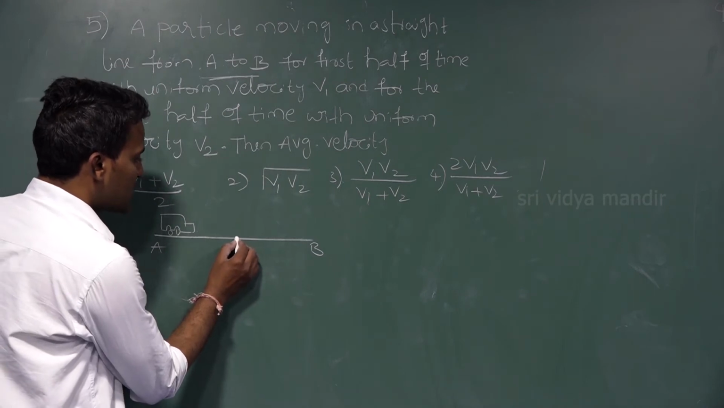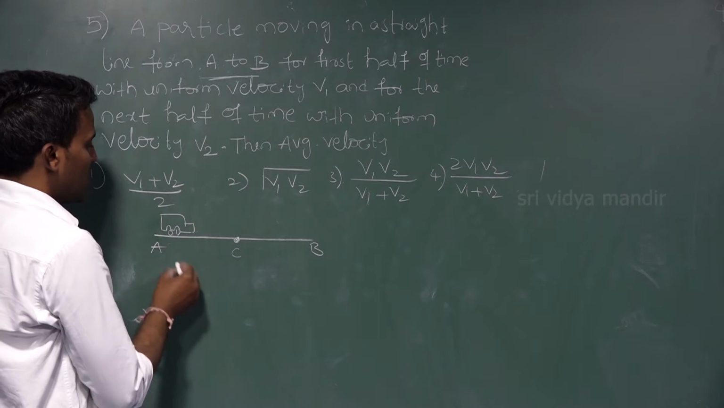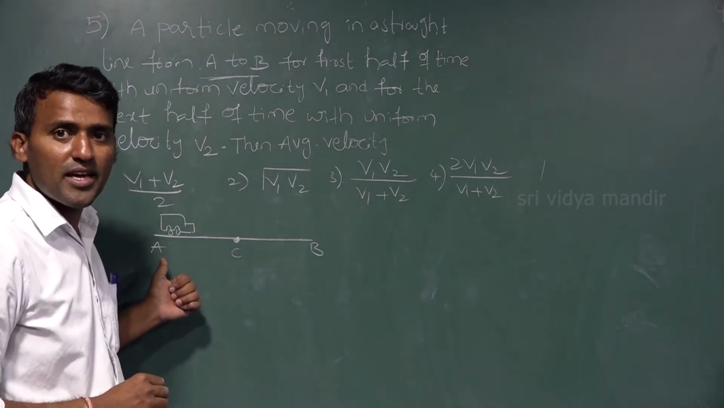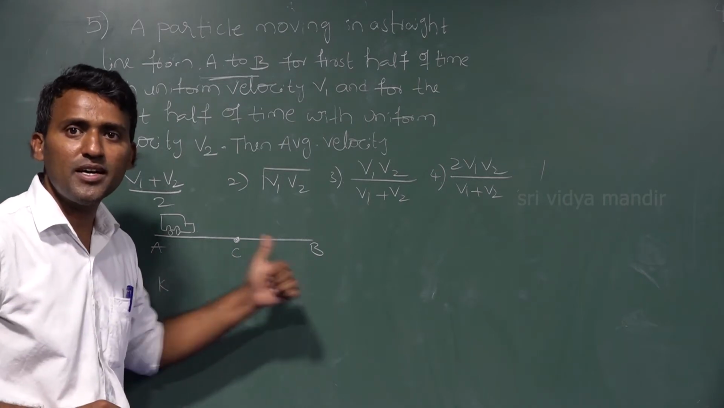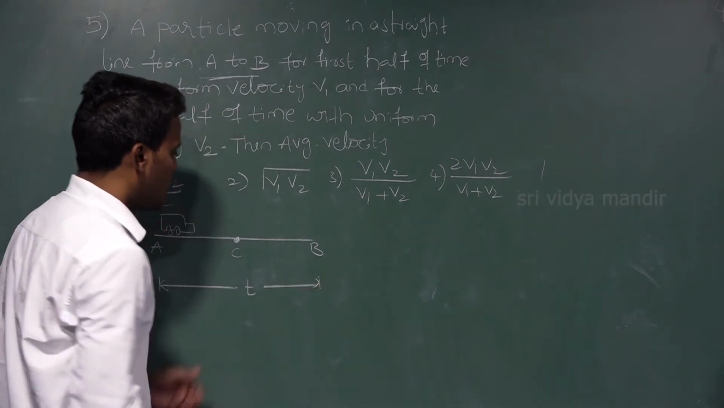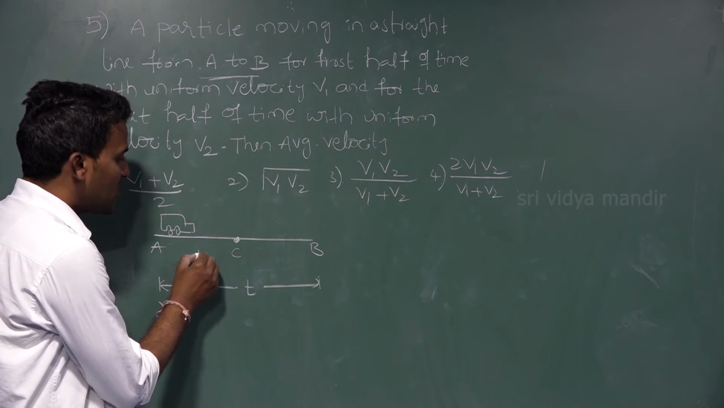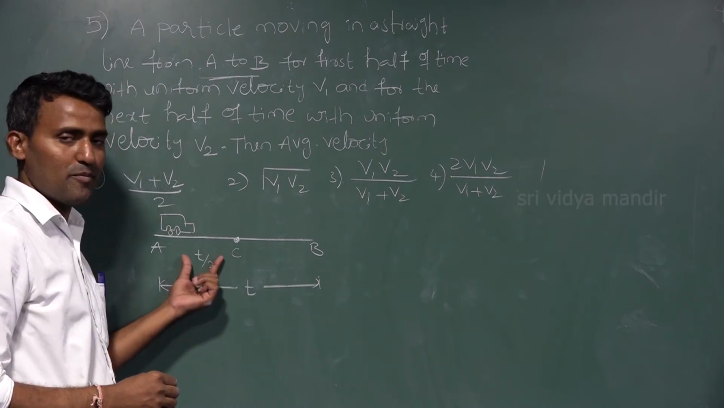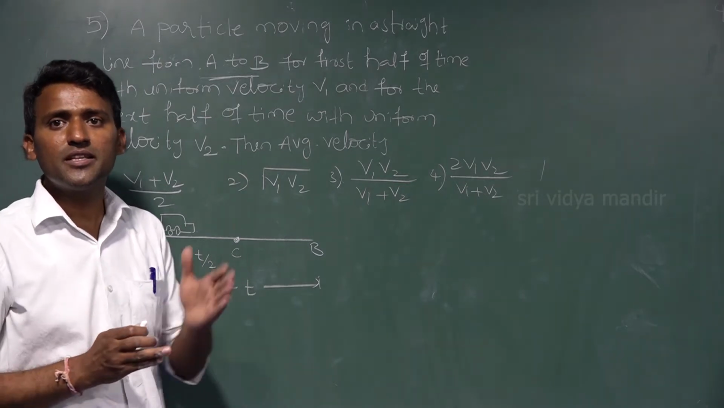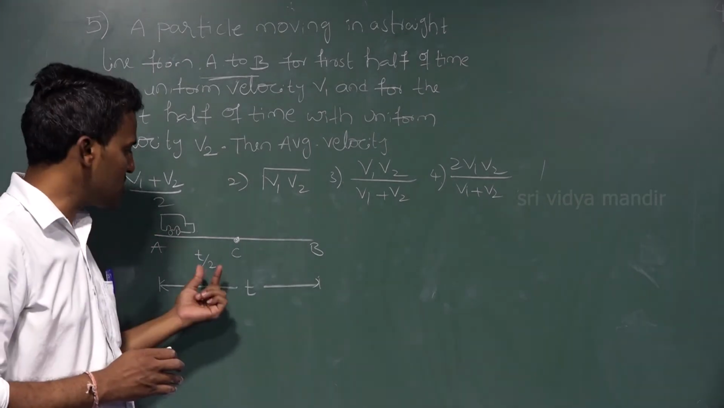For the first half of the time, I am dividing this into A to C. Total A to B, the time taken to travel from A to B is t. First half of the time means A to C is in the first half of the time. Total time is t, so of the two halves, one is t by 2 and the other is also t by 2. So the first half is t by 2.